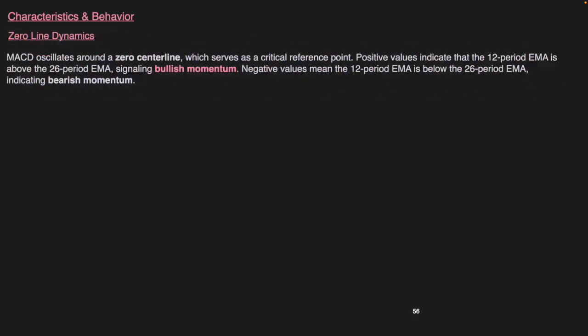Now coming to the zero line dynamics, as I have explained, the MACD value and the signal line both oscillate around a zero center line. Whenever the MACD is above the zero center line, it is generally considered that the 12 period moving average is above the 26 period moving average when calculating the MACD. Similarly, if the MACD is trending downwards below the zero line, it means that the 12 period exponential moving average is below the 26 period moving average.